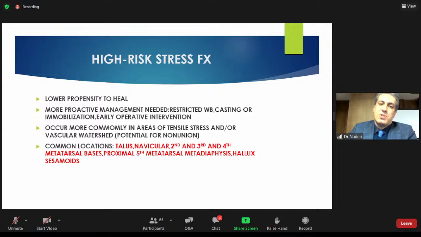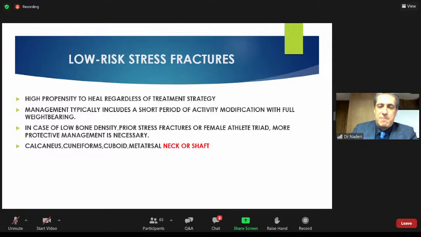in contrast to metatarsal shaft and head fractures and neck fractures that are low-risk stress fractures, proximal fifth metatarsal metadiaphysis area, and hallux sesamoids. Low-risk stress fractures have high propensity to heal regardless of treatment strategy. Management usually includes a short period of activity modification with full weight bearing, and there is no weight bearing restriction needed. If there is low bone density, prior stress fractures, or female athlete triad, more protective management in terms of casting or cast foot immobilization is recommended.